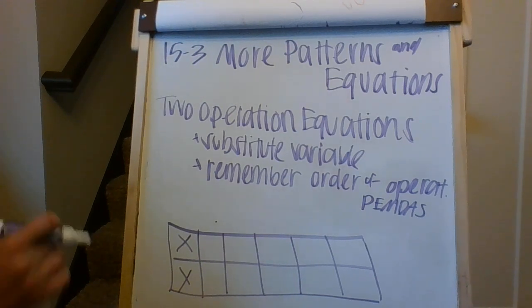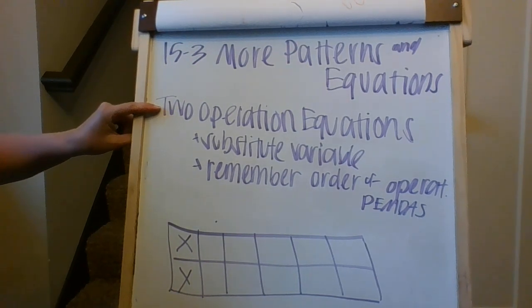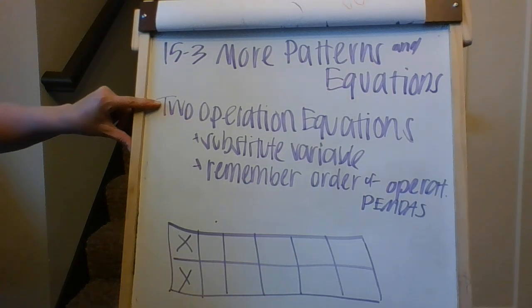So all of these equations are going to be two operations. Okay, so you might do a multiply then an add, whatever it may be. But you guys, all of them are going to have two different operations.